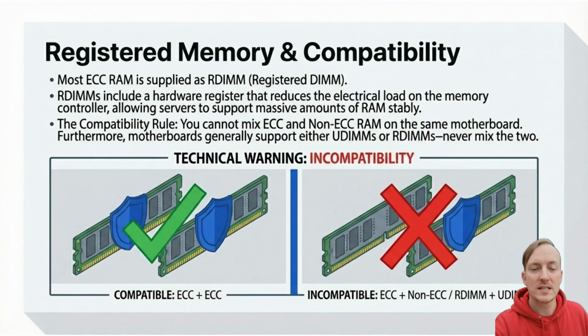To handle the massive electrical load of dozens of ECC modules, servers use registered memory, known as RDIMMs. An RDIMM features a hardware register chip right on the stick to stabilize the electrical signals. Here is your absolute compatibility rule for the A+ exam. You cannot mix ECC and non-ECC RAM on the same motherboard. Furthermore, you can never mix an RDIMM with a UDIMM.